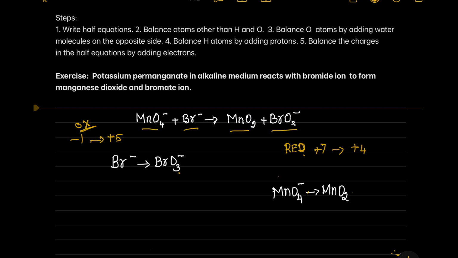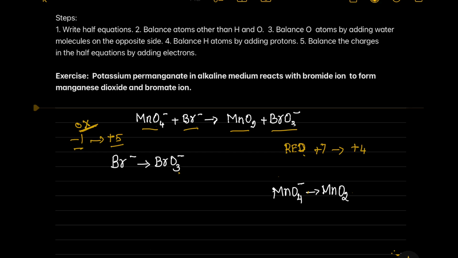The half equations are, the first one is Br minus giving rise to BrO3 minus, that is bromide ion gives rise to bromate ion. The oxidation number of bromine on the left side is -1 and that on the right side is +5. An increase in oxidation number is due to the loss of electrons. Therefore, this is an oxidation half equation.